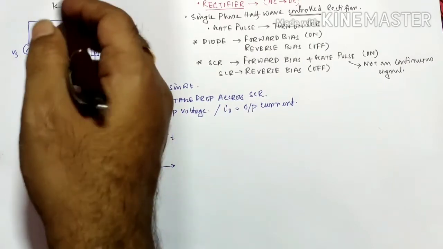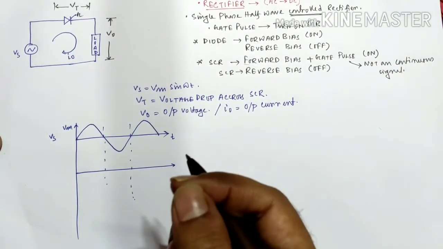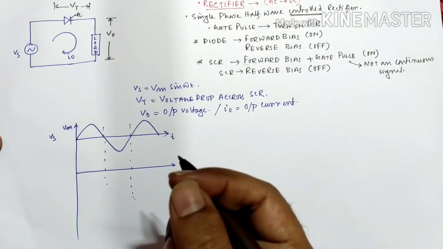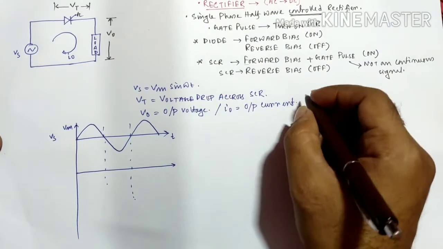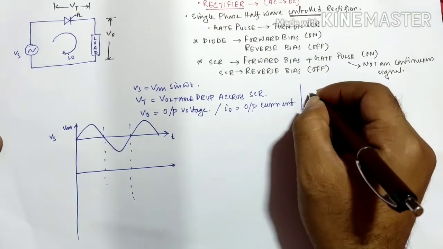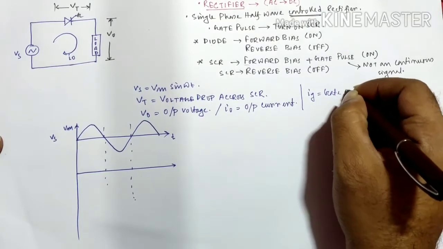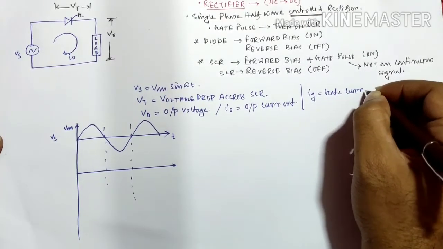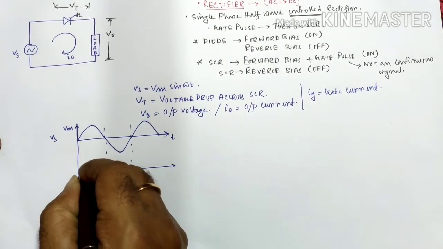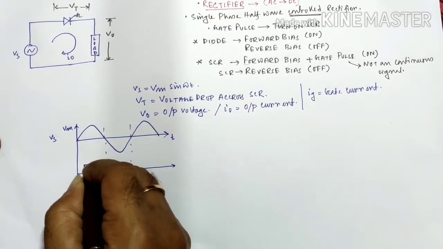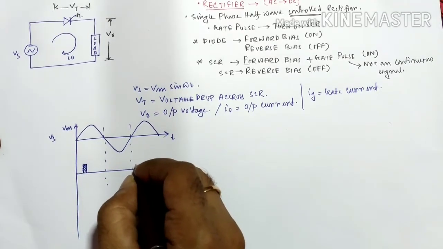The first one is the gate pulse. Gate pulse means I need to provide a small amount of current at the gate terminal, and that is called Ig. I am writing here. What is Ig? That is called gate current. So suppose at this particular instant of time we have applied a pulse, that is called gate pulse.